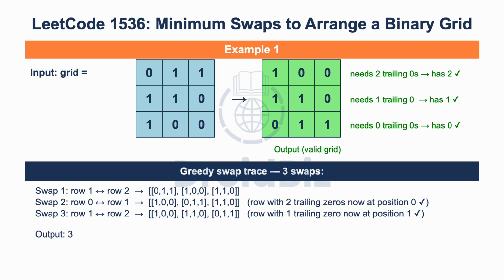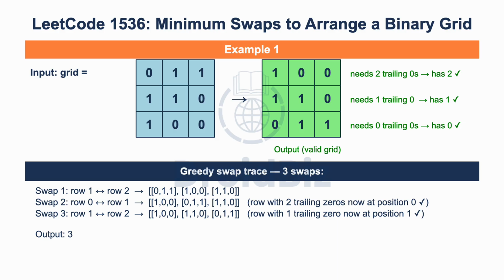Let's walk through example 1. The input is a 3 by 3 grid. Row 0 is 0, 1, 1. Row 1 is 1, 1, 0. Row 2 is 1, 0, 0. First, let's count the trailing zeros for each row. Row 0 has 0 trailing zeros. Row 1 has 1 trailing zero. Row 2 has 2 trailing zeros.